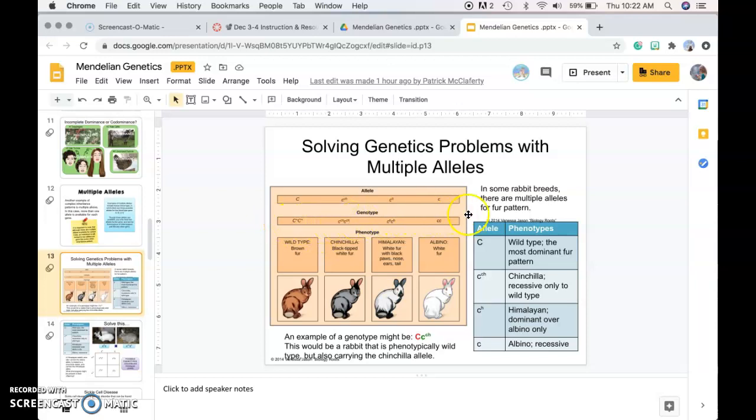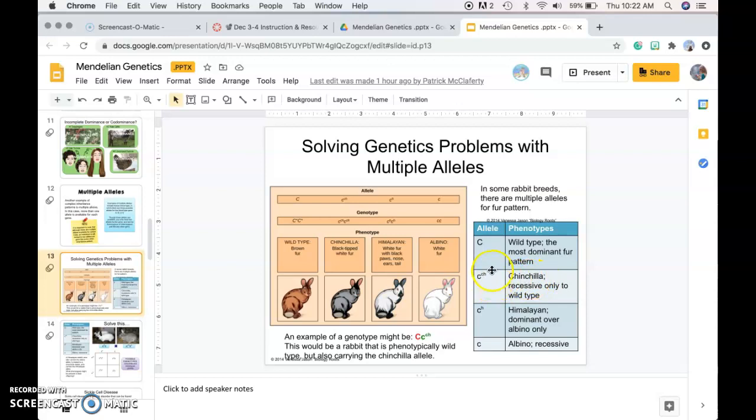If you're homozygous for these alleles, this is what you're going to get. However, we know that it's not that simple, right? You can be heterozygous. You could have one capital C and one C-chinchilla, or C-Himalayan and C, or big C, little c, or little c and C-chinchilla. There's a bunch of different combinations, and that's when we need to look at this table over here. This tells us what is dominant to what. Capital C is the most dominant fur pattern. So if I have a capital C anywhere in my genotype, I'm going to have this brown fur.